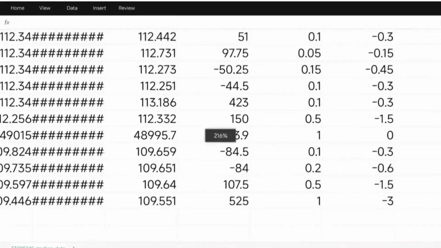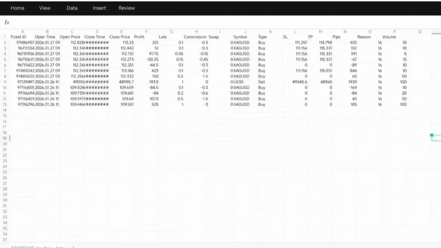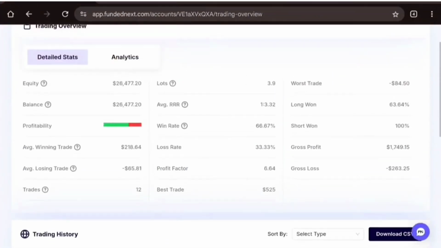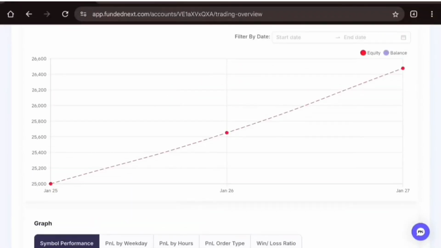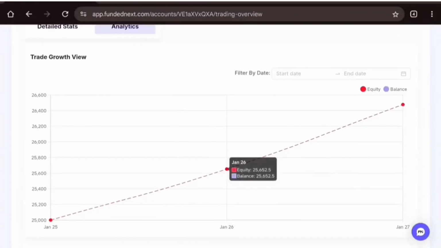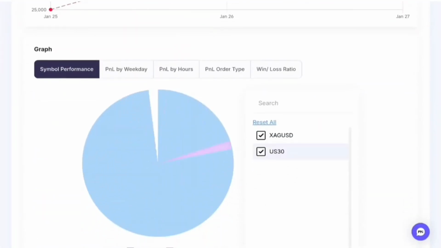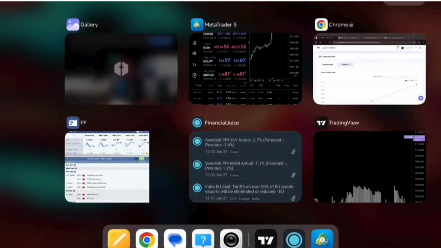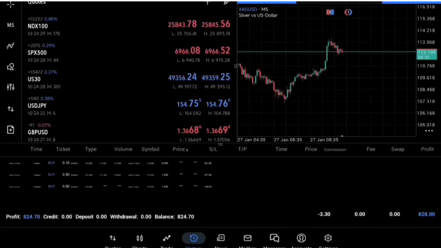So we actually passed this account. We already hit our profit target, only trading silver. We still have some minimum trading days left, which is two, and it's easy to cover that. We hit our profit target, and you can see the straight linear growth over here. Within 3 days, we hit our profit target, and this is a MetaTrader platform, as we all know.